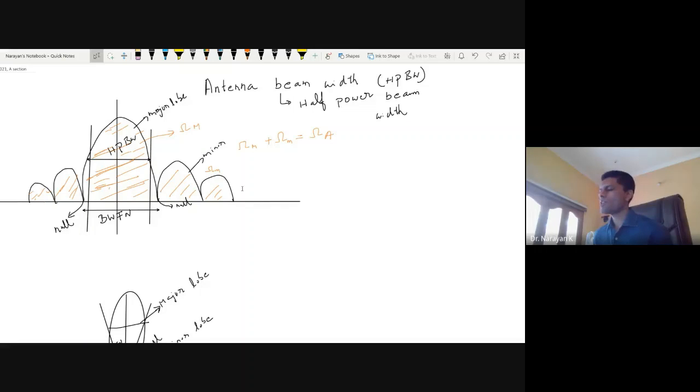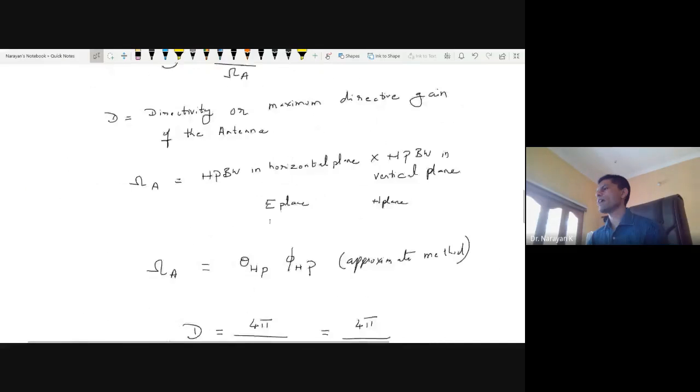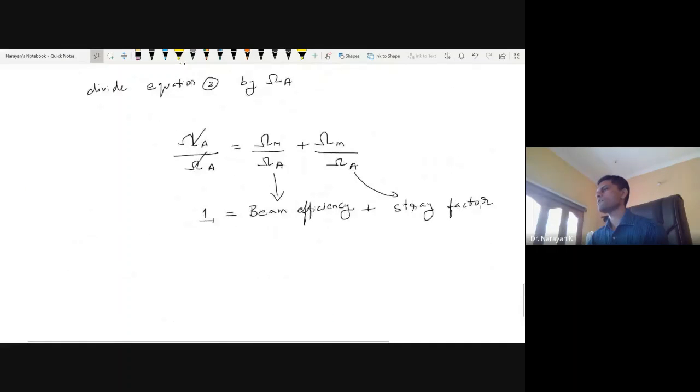If your major lobe area is very large compared to your minor lobe area, the ratio of your major lobe area and your total beam area will be approximately equal to 1. Then beam efficiency will be very high. Beam efficiency will equal 1 if your stray factor reduces to 0. In practice, we cannot reduce the stray factor to 0. So we make sure that the major lobe area is as large as possible. Try to design an antenna where the stray factor is less than or equal to 20%.